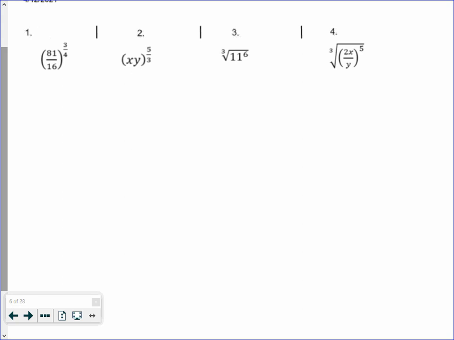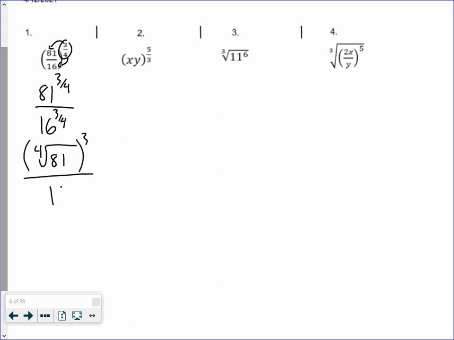So for number 1, we have 81 over 16 raised to the 3 over 4 power. We're going to use that rule we just learned, where we distribute the exponent to the top and to the bottom. So we have 81 to the 3 over 4 power, all over 16 to the 3 over 4 power. Next, we're going to rewrite this as radical expressions. We can write it as the 4th root of 81, all cubed, and the same thing on the bottom, the 4th root of 16, all cubed.